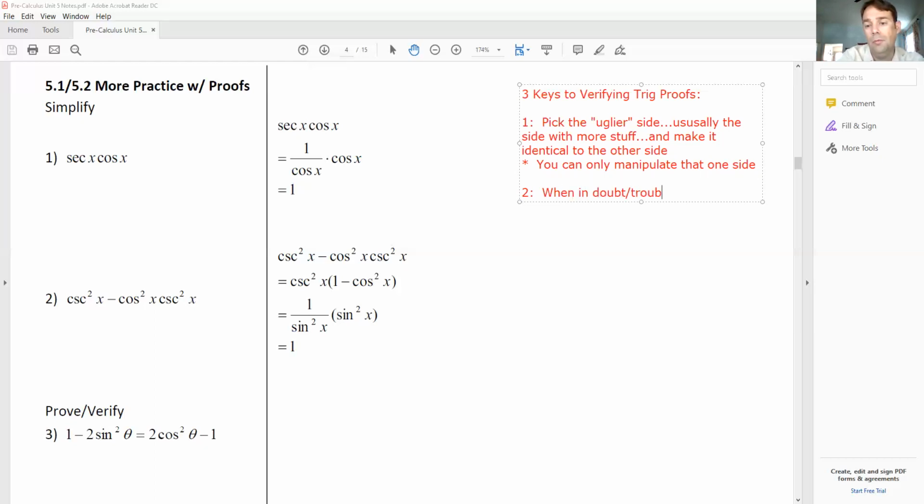The second thing we said to do is, if you ever get in doubt or trouble, turn everything into sine and cosine. And then our third thing that we said that we can do when we're dealing with proofs is we're using essentially two sets of operations.